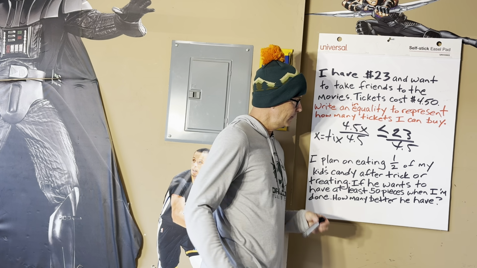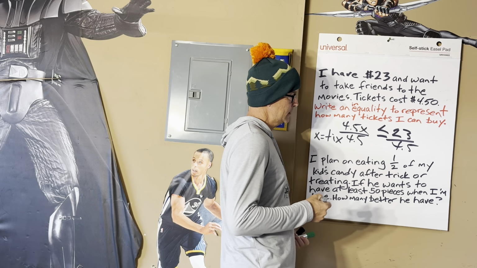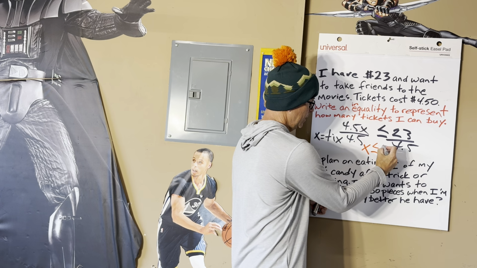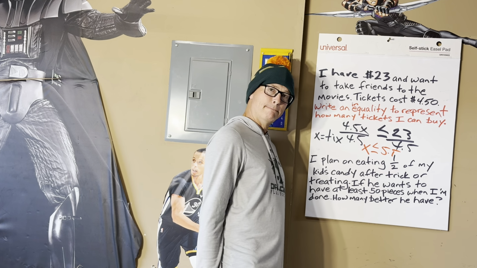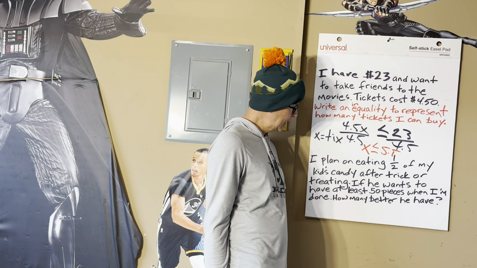Okay, so let me get a different pen. It makes it kind of stand out a little better. I'm almost sure. You guys can get your calculator out. I forgot to bring a calculator. X is less than or equal to 5.1 repeating. You can't buy 5.1 of a ticket. So how many tickets can you buy?